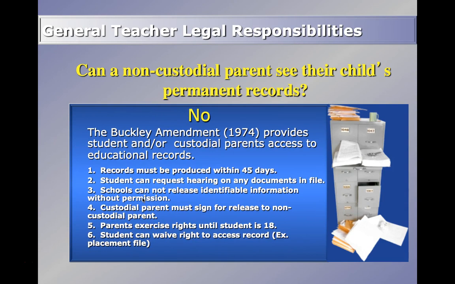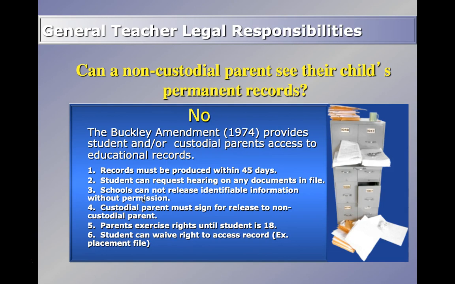But if a custodial parent does ask for your child's permanent record card, you have to produce it within 45 days. A student can request a hearing on any documents in that file. You cannot release any identifiable information without permission, and that's come into play with transgender kids recently. But a custodial parent can sign for the release of information to a non-custodial parent. So a non-custodial parent could see it if the custodial parent releases it.